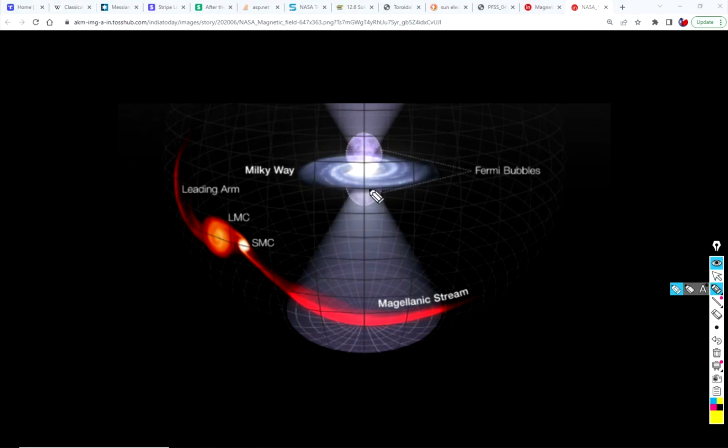This is a picture of the Milky Way galaxy from a magnetic field perspective. And I think back in 2013 and then again in 2020 they discussed that they're now beginning to discern that there's an electromagnetic field at the center of the Milky Way galaxy.